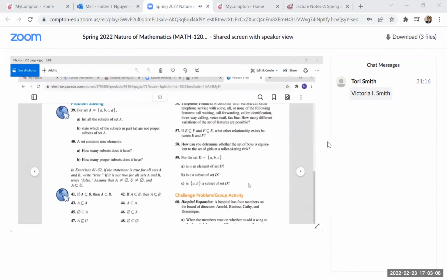All right. Oh, let's look at number 40. A set contains 9 elements. How many subsets does it have? And then how many proper subsets does it have? So see if you guys can figure that one out. If you need to use a calculator, feel free to use a calculator.